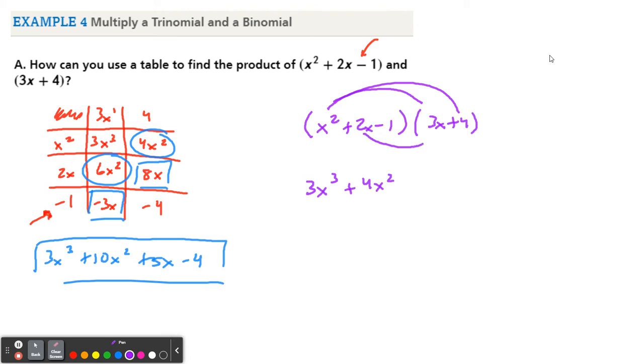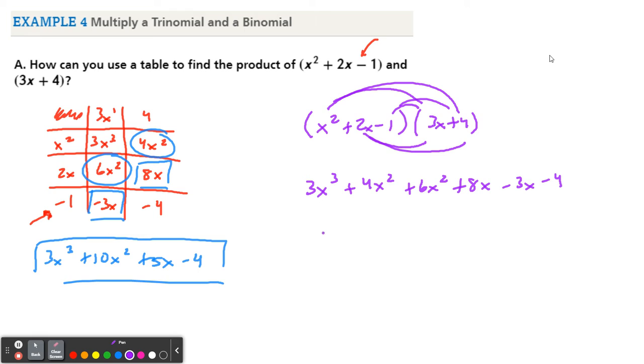Then I distribute the 2x to the 3x and the 4. 2x times 3x is 6x squared. Again, don't forget to add the exponents. 2x times 4 is positive 8x. And then I do the negative 1 to the 3x and the 4. Negative 1 is just going to change the signs. Negative 3x and negative 4.